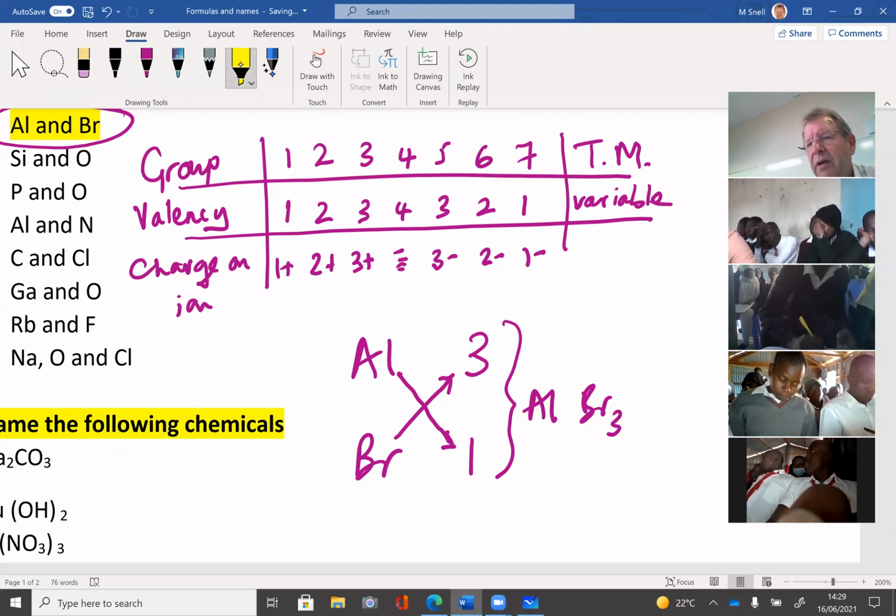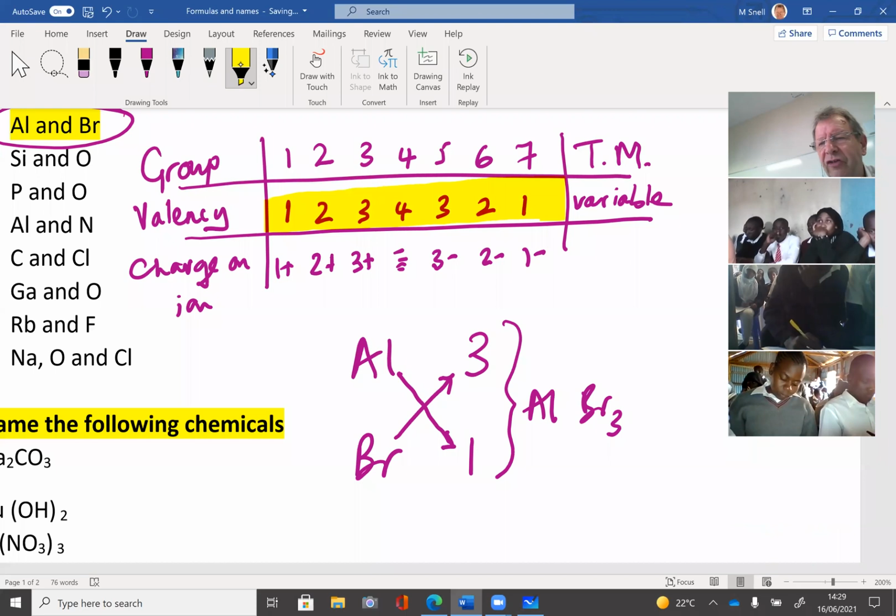Okay? So, very straightforward. I need a copy of the periodic table. I look at the 2 elements, find the group, and I use this table here at the top. This is the most important bit: the pattern which goes 1, 2, 3, 4, 3, 2, 1. If you can remember 1, 2, 3, 4, 3, 2, 1 going across the groups, you will be okay.